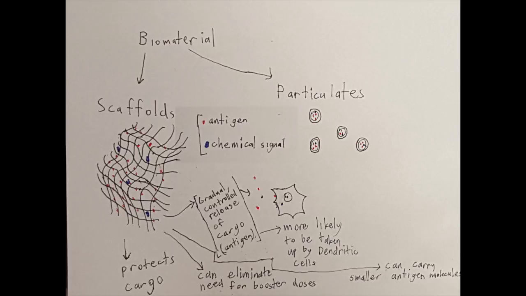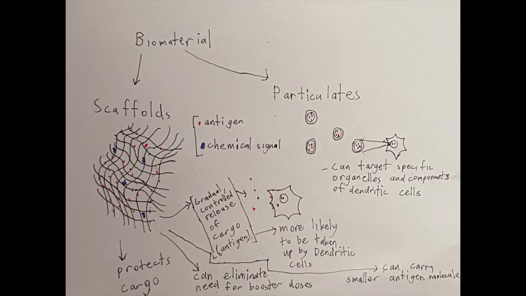In addition, biomaterials can also be used in a particulate form to deliver antigens to dendritic cells, allowing for a higher success rate in the delivery of vaccine components. By attaching certain receptor proteins to the biomaterial microparticles and modifying the properties of the material used, certain internal components of dendritic cells could be targeted, leading to a better delivery of the cargo antigen to the MHC1 pathway.